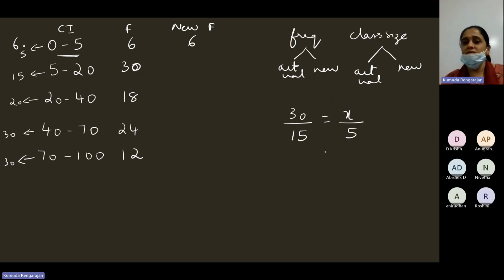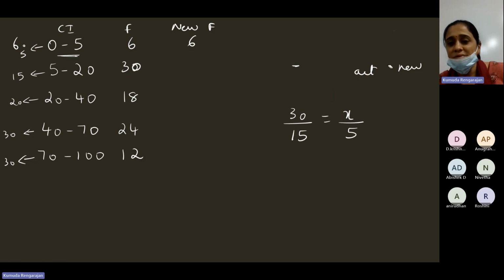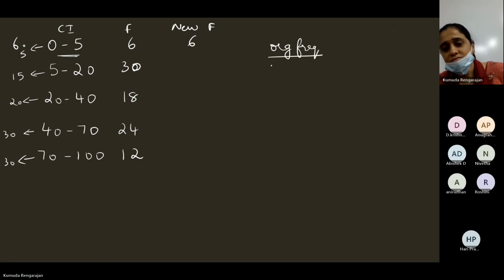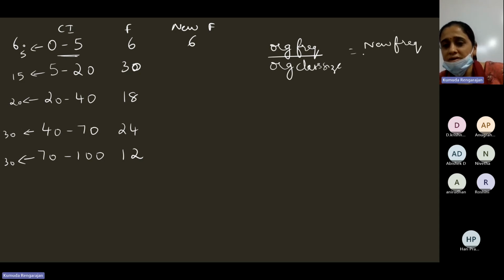There are 4 things: original class size, new class size, original frequency, new frequency. Just write that ratio, that's all, and fill the values. I'll make it easier to look at. The 2 terms are frequency and class size. Original frequency by original class size is equal to new frequency by new class size.